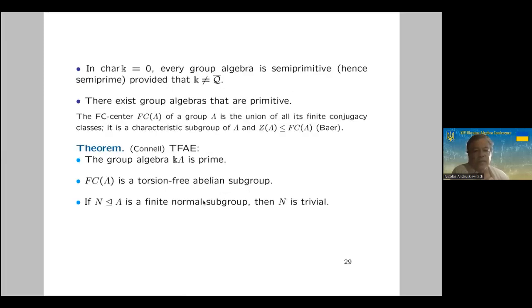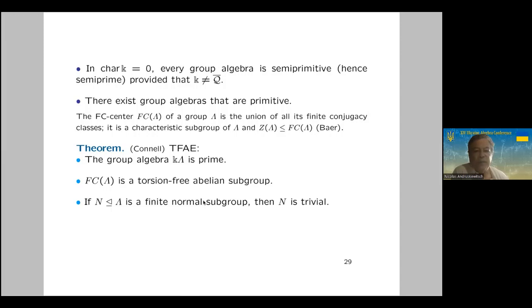In characteristic zero, every group algebra is semi-primitive, and in particular semi-prime, provided that K is different from the algebraic closure of Q, of the rational numbers. I learned this theorem recently, and I am surprised that you cannot answer this question for K equal to Q bar.